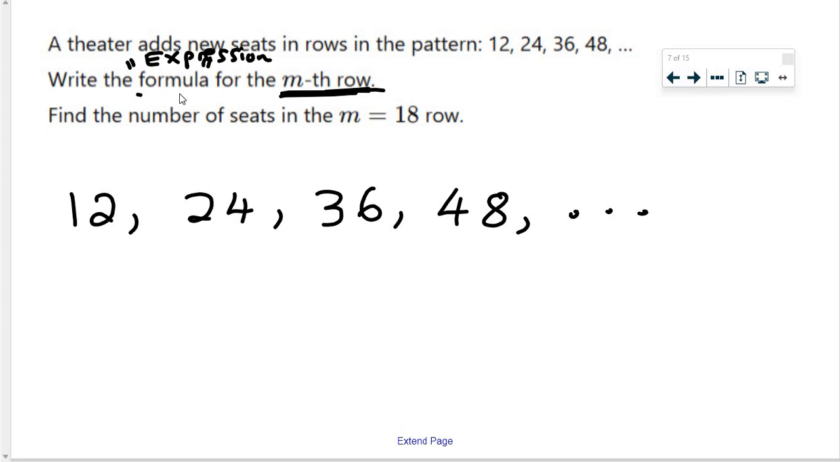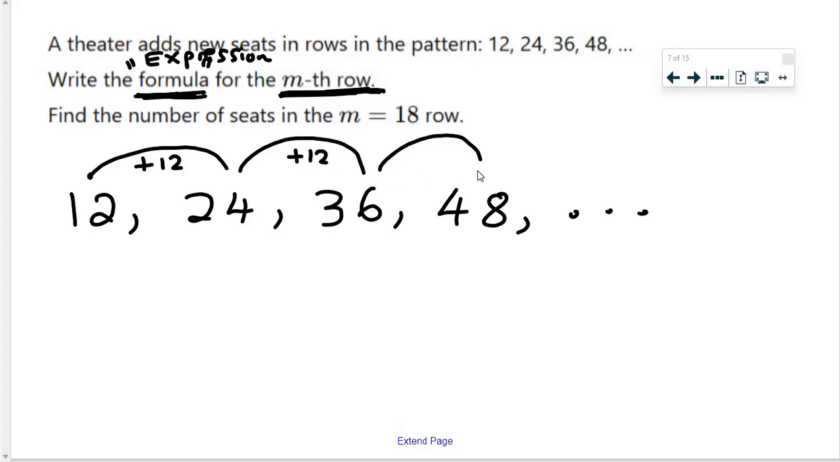How do we write the formula or the expression for the mth row? Well, we study the sequence. From 12 to 24, add 12. 24 to 36, add 12. 36 to 48, add 12. Keep adding 12 to infinity.